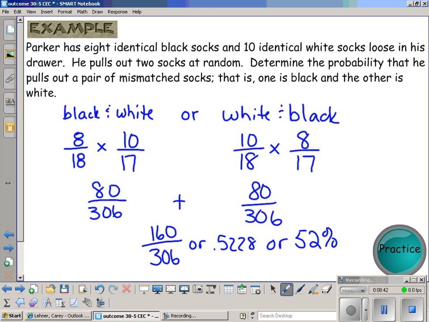So the key with dependent events is that if you are not replacing the first item that you pick, or if you are in a tournament play and you can't play the same team again, when you now look at the second probability, you are dealing with a smaller sample space. There's not as many elements to choose from, so you need to take that into consideration.